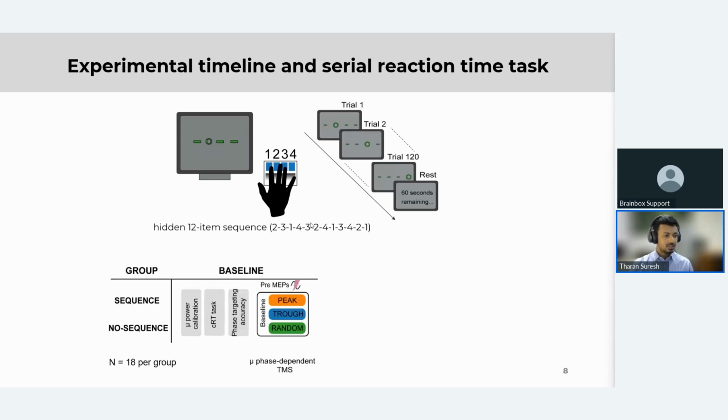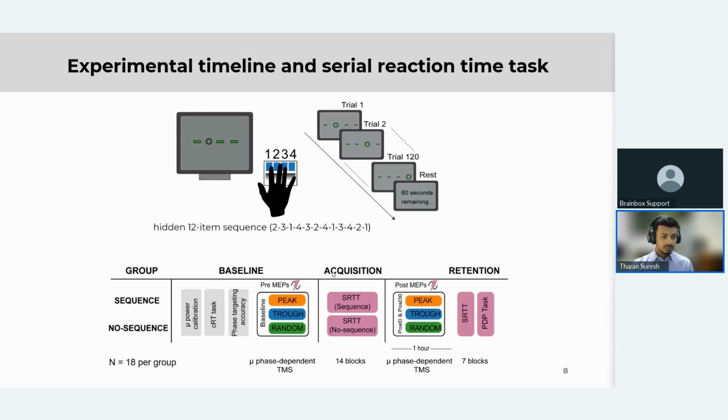And the experimental design for this is that we recruited 36 subjects and divided them randomly into the sequence and the no sequence group. At baseline, we calibrated our phase targeting algorithm, and we measured MEP amplitudes using phase-dependent TMS, like I mentioned before, during 3 different phases: mu rhythm peak phases, mu rhythm trough phases, and mu rhythm random phases. After this was done, participants in both groups performed the serial reaction time task. The key difference here again is that the sequence group performed the SRTT task with this embedded sequence, whereas the no sequence group performed a similar task without any sequence in there. So they had random key presses.